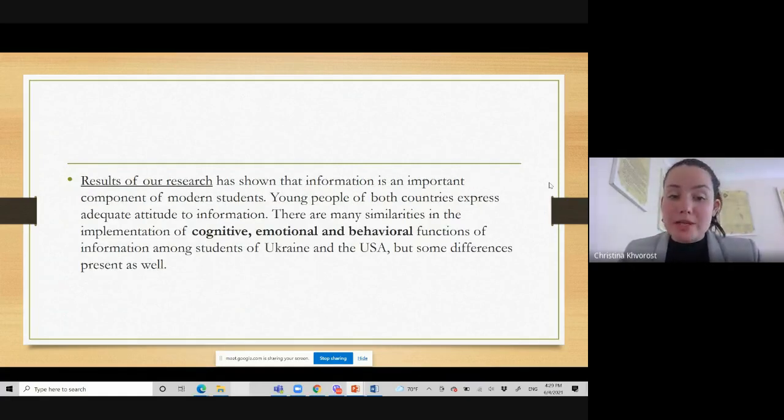The results of our research have shown that information is an important component for modern students, and young people of both countries express an adequate attitude to information. There are many similarities in the implementation of cognitive, emotional, and behavioral functions of information among students of both countries, but there are some differences.